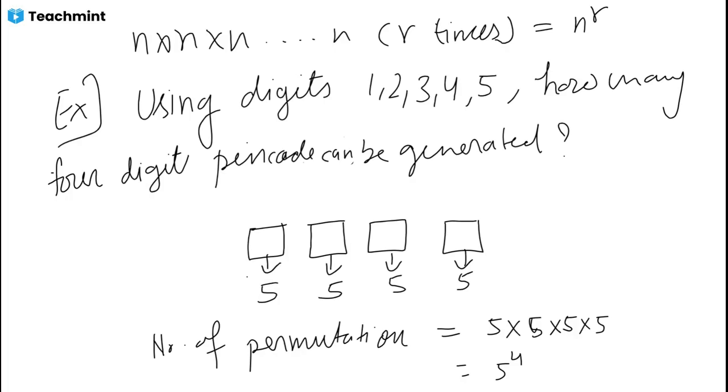I've done like 5 factorial. No, this is not equal to 5 factorial. This is 5 to the power 4. No, this is different. I'm saying that if repetition was not allowed, then you would have done 5 factorial, right? Yes, exactly.